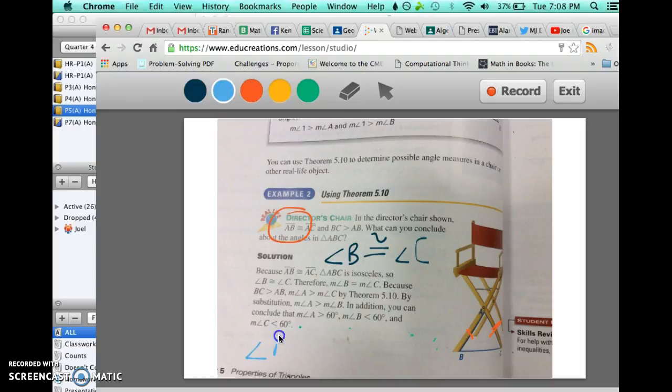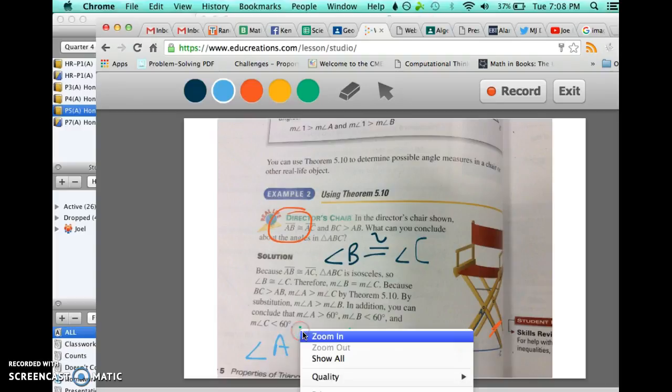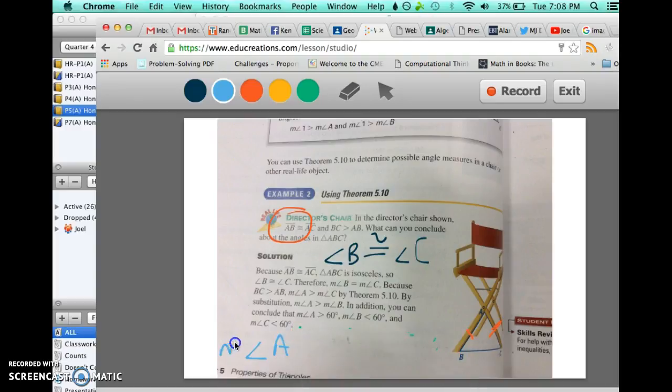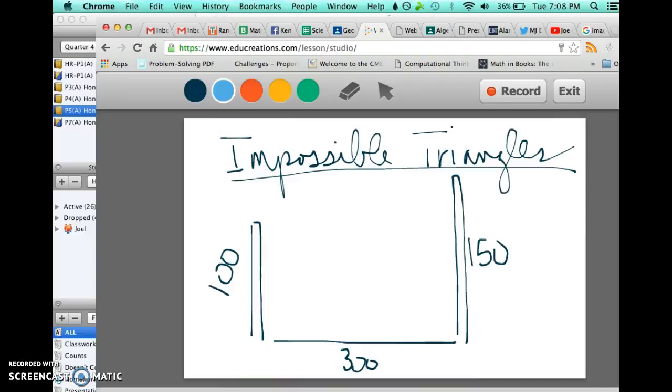So that means the measure of angle A is greater than the measure of angle B. And of course, the measure of angle A is also greater than the measure of angle C. All right? So, okay. That covers the first part of triangle inequalities. There's one more thing I need to show you.